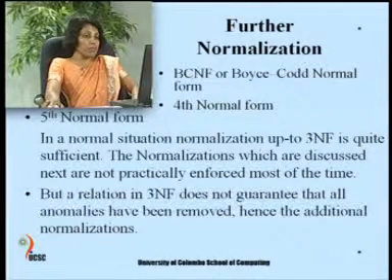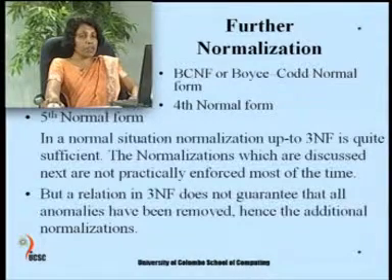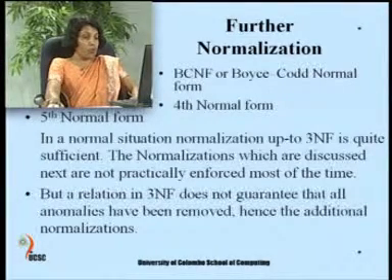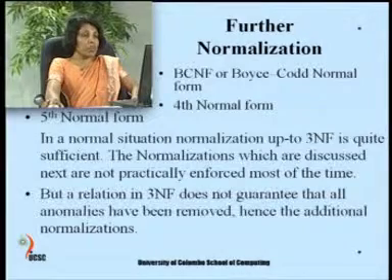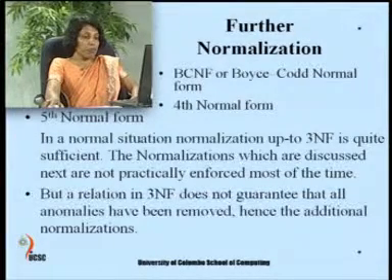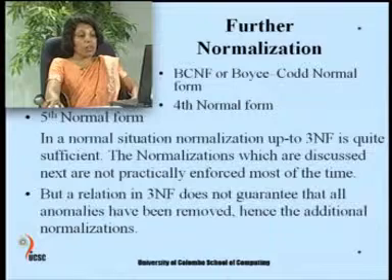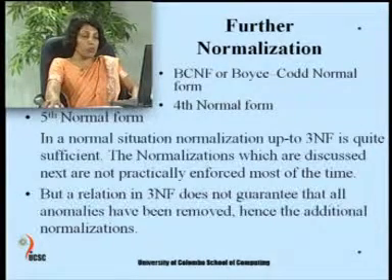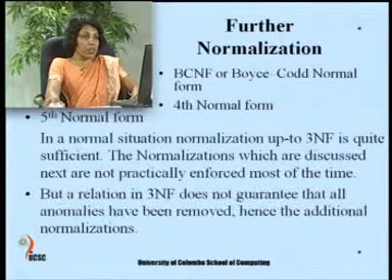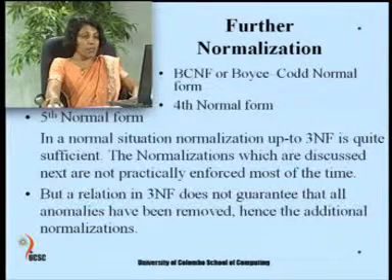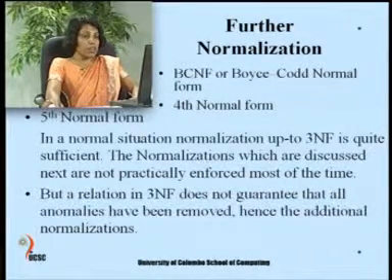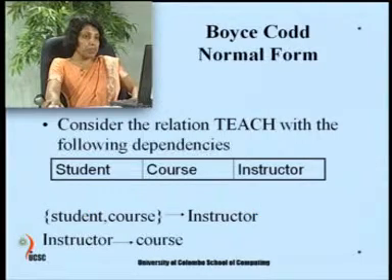So, the reason for having further normal forms would be that third normal form also will not guarantee that all anomalies would be removed. So, that is why further normalization or further normal forms have been considered. From these normal forms, we would only consider Boyce-Codd normal form.